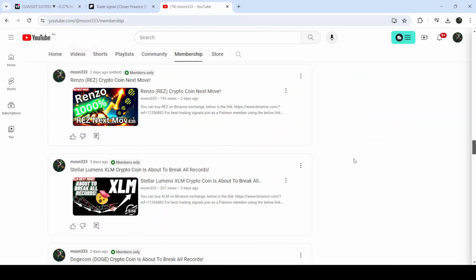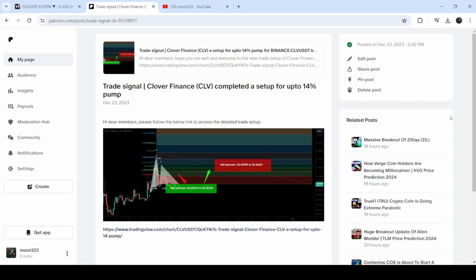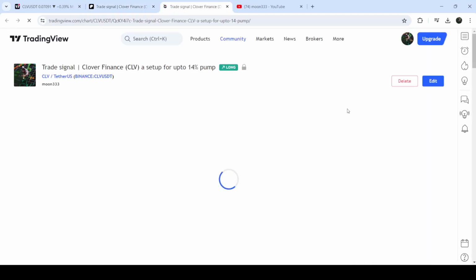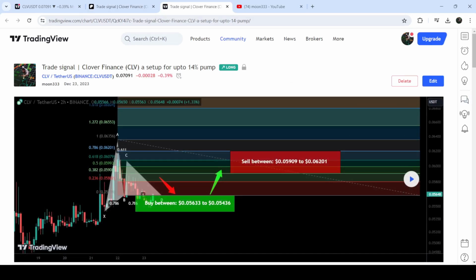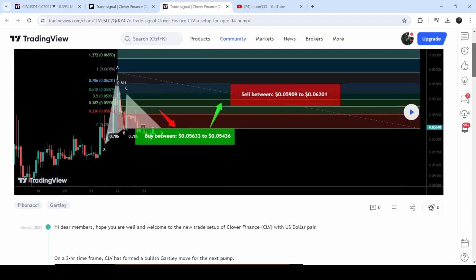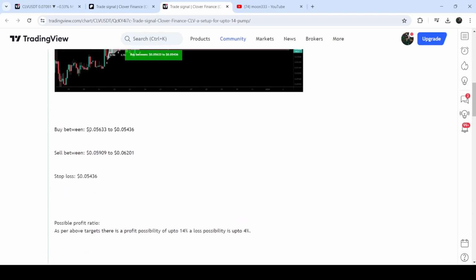So let's start the analysis, and first of all, let me begin with my most recent trade signal for CLV that I shared, by the way, on 23rd of December 2023 with my members. And that was a harmonic bullish reversal Gartley pattern that CLV formed on a 2-hour time frame chart with the US dollar pair. And this was a complete trade setup. This was the buying zone and the sell target zone and stop loss.